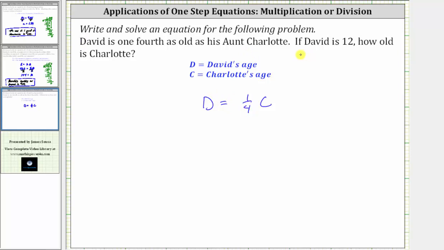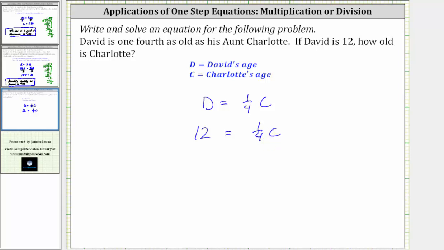But we're also told David is 12, and therefore we can substitute 12 for D, giving us the equation in one variable of 12 equals 1/4 C. And now to solve this equation for C, we know 1/4 C means 1/4 times C. So we might be thinking we should divide both sides by 1/4, but remember, dividing by a fraction is equivalent to multiplying by the reciprocal, and therefore instead of dividing both sides by 1/4, we will multiply both sides by the reciprocal of 1/4, which is 4 over 1, or 4.